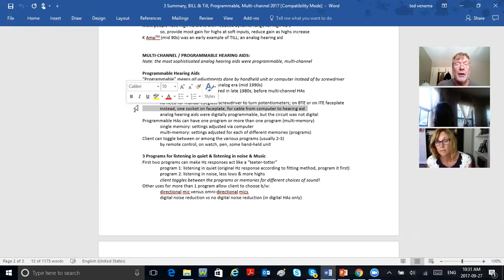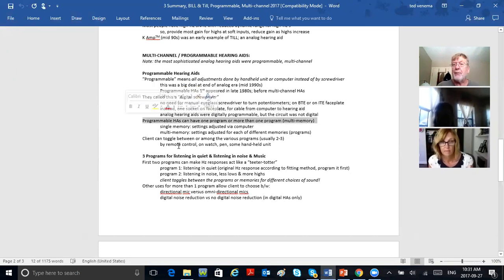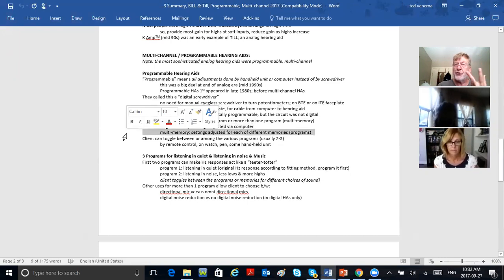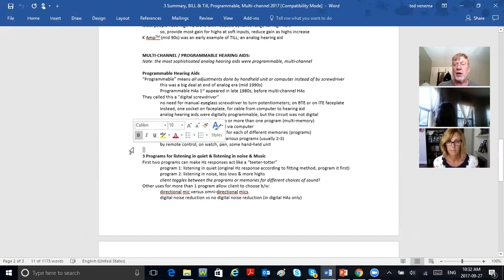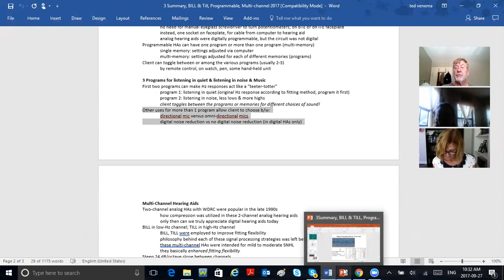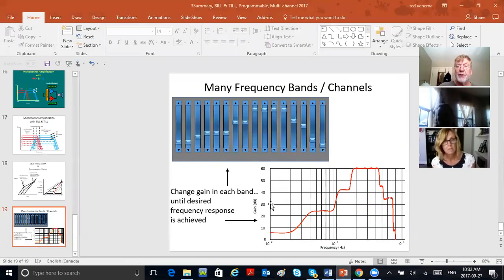Okay? Programmable hearing aids could have one program or they could have more than one program. Usually they had more. Single memory, multi-memory, that's just a single program or 2 or 3 programs. The client could toggle among the various programs. That's what we covered. Either by remote control or something on your watch or pen or handheld unit. And I talked about the 3 programs for adjusting things. Okay? Other uses for more than one program, have a look at this. Your program for listening in noise. And let's look at that program for listening in noise.